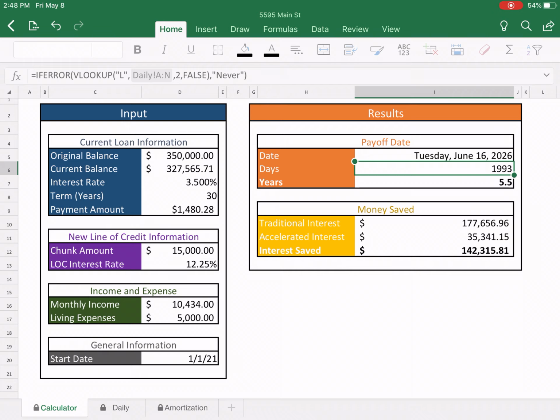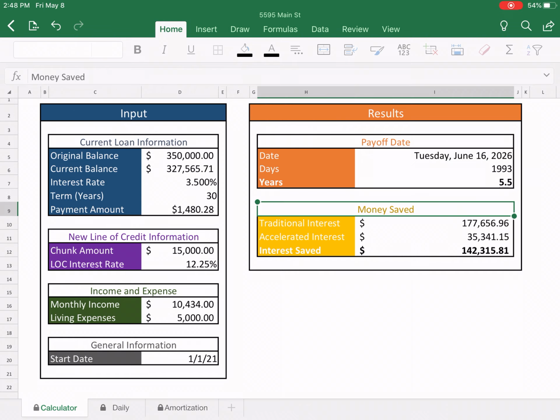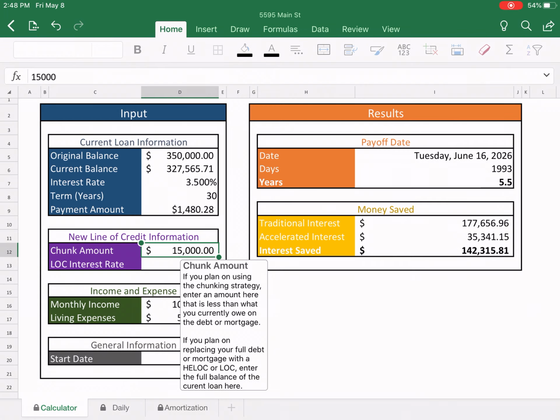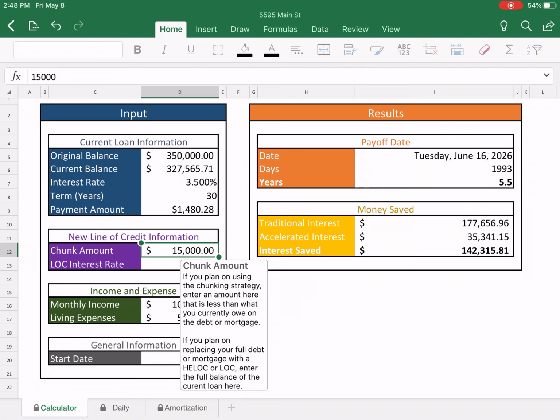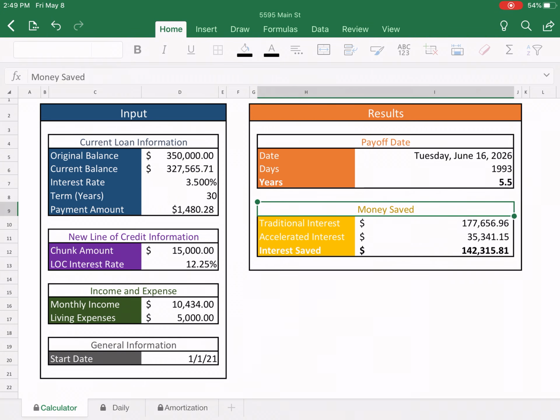1,993 days and 5.5 years. And he breaks it down: the money you save, the accelerated interest, and the interest you saved. Now, the thing is, I like this calculator because it takes into account the amount. So, all right, I'm going to put a higher chunk amount there and watch these numbers over here, where the money saved is. Watch how they're going to change.